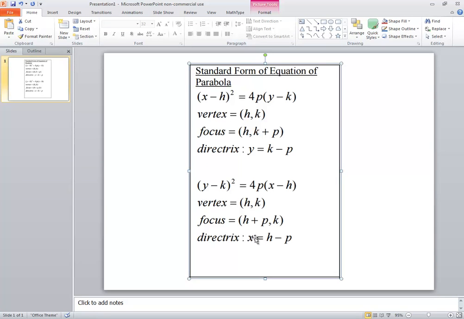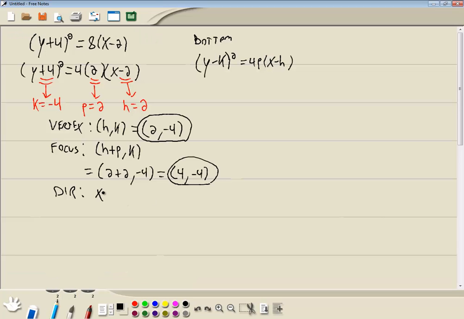And our directrix is x = h − p. So x equals h minus p. Well, h we said was 2, minus p, which was 2. 2 minus 2 is 0. So we got x = 0.